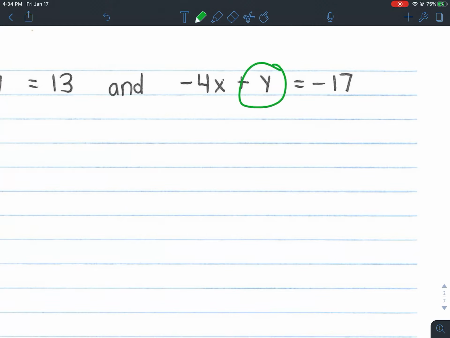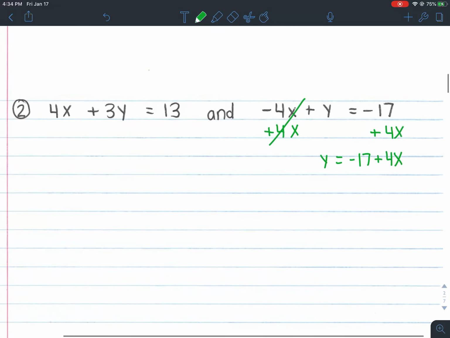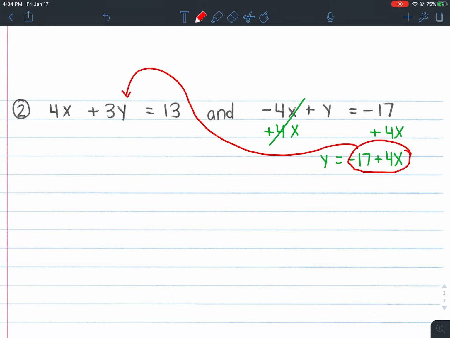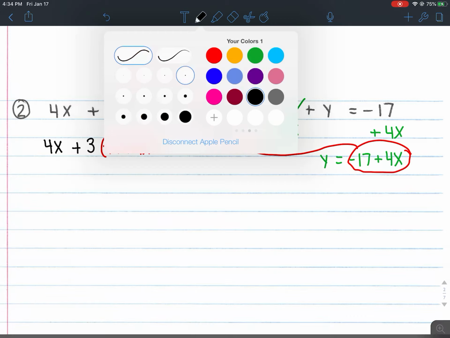If I want y by itself, I'm going to have to add 4x on both sides. y equals negative 17 plus 4x. Next step here is to use substitution. y equals negative 17 plus 4x. I'm going to plug this into the other equation in for y because it says y equals. Everything else is going to stay the same, but I'm going to substitute in negative 17 plus 4x for the y value.